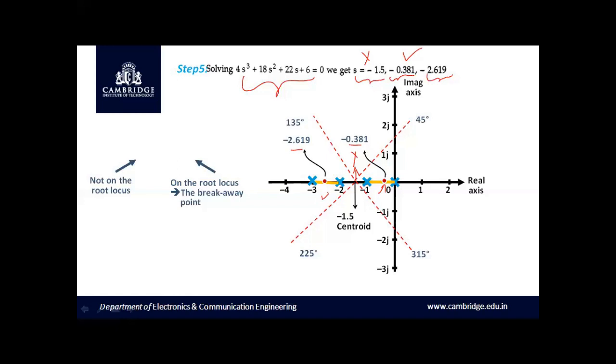Based upon the prediction made with respect to step number 2, we had already predicted that there exists a breakaway point between minus 1 and 0 as well as between minus 3 and minus 2. So now our prediction is right and we have checked for validity also, and it has been proved in step number 5. So s equal to minus 1.5 is not on the root locus, and s equal to minus 0.381 as well as minus 2.619 is on the root locus, that is, the breakaway points. Moving on to the next step.